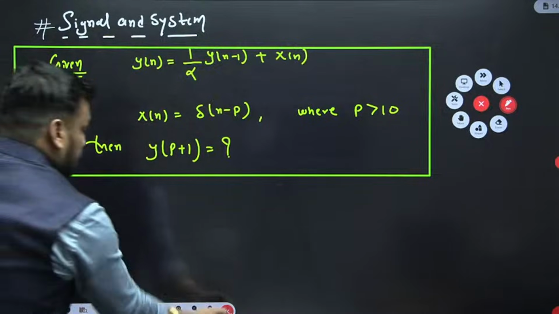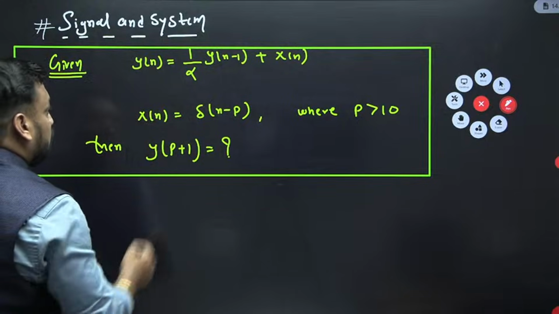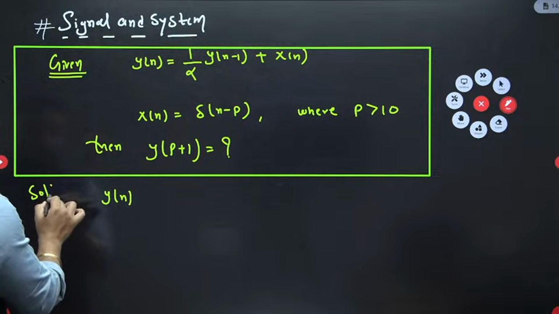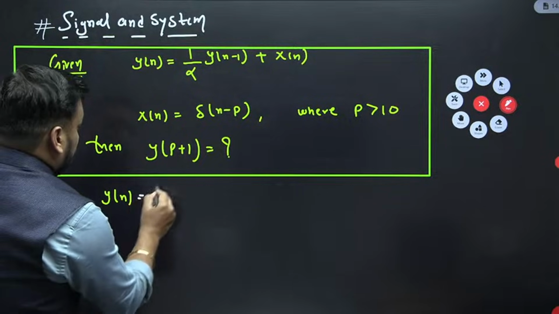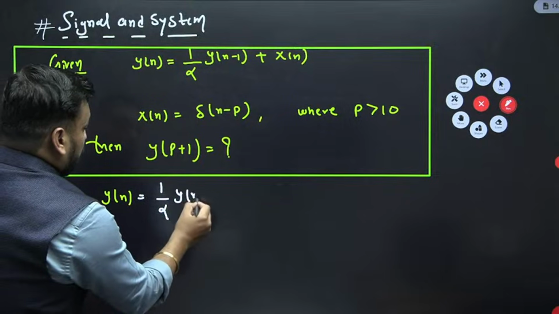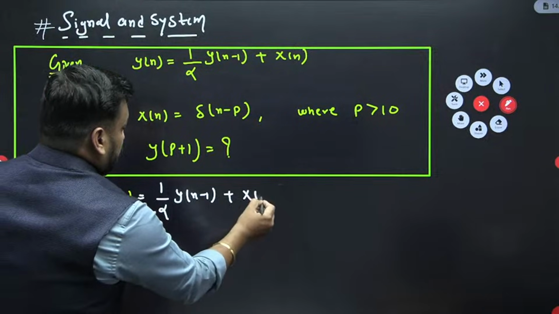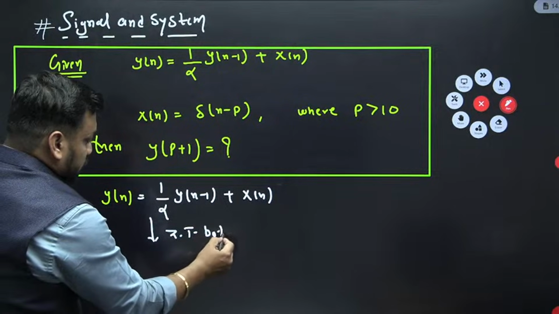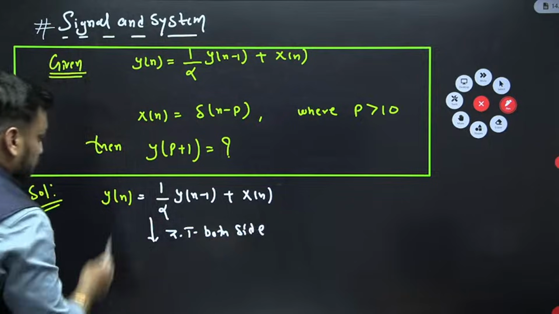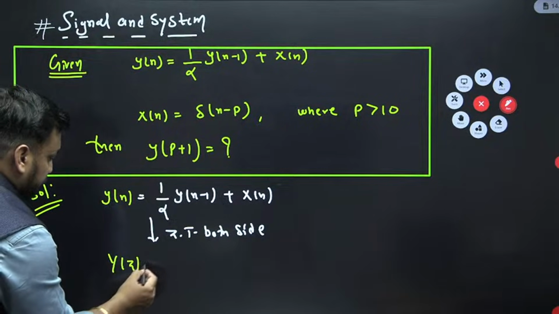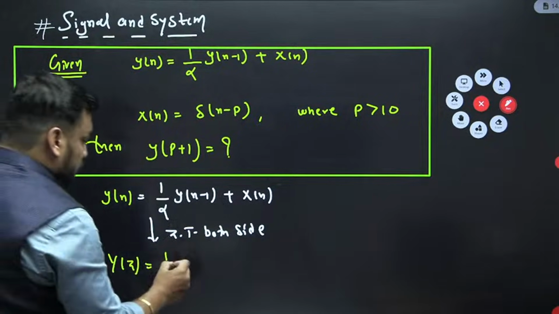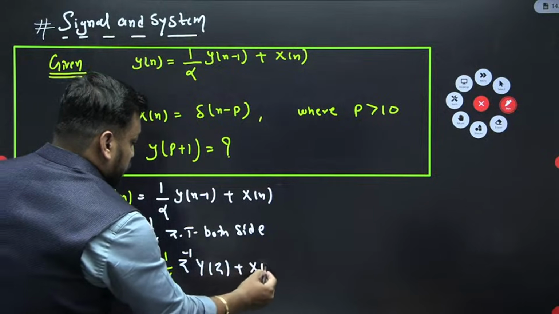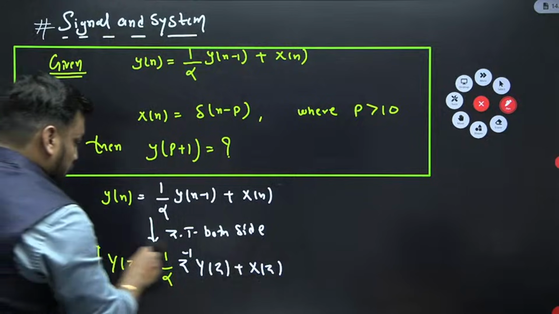So if I write this equation here, I am writing the solution: y[n] equals 1 by alpha y[n minus 1] plus x[n]. If I take the Z transform on both sides, then don't you think, guys, the Z transform of y[n] will be Y(z), here 1 by alpha, y[n minus 1] will be z inverse Y(z), and here the Z transform of x[n] is X(z). So this is all about the final box.